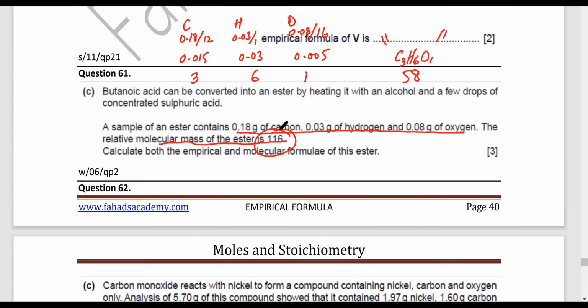That means the number of atoms are going to be in this ratio, but they're going to be double the number of atoms. We have to double it, because the simplest ratio is coming out to be 58. The actual formula is double that. So double this ratio. It's going to be C6, H would become 12 and O would become 2. That's your molecular formula. This is 116, which is double of 58.